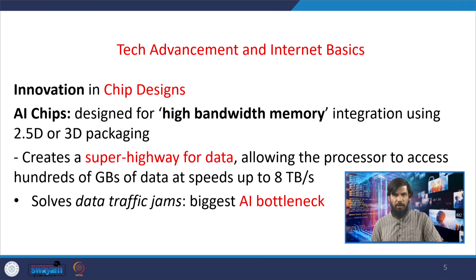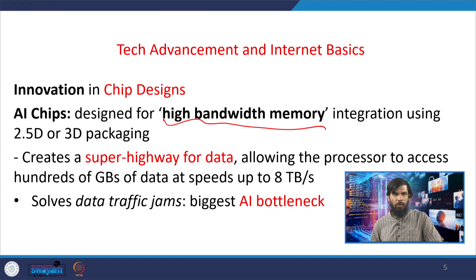Then what it does is create a super highway for data, and therefore a processor can access lots of data, GBs of data, at a very fast speed, up to 8 TB per second. So essentially it creates a super highway, and that is why the term high bandwidth memory is being used, and that helps speed up the whole thing.